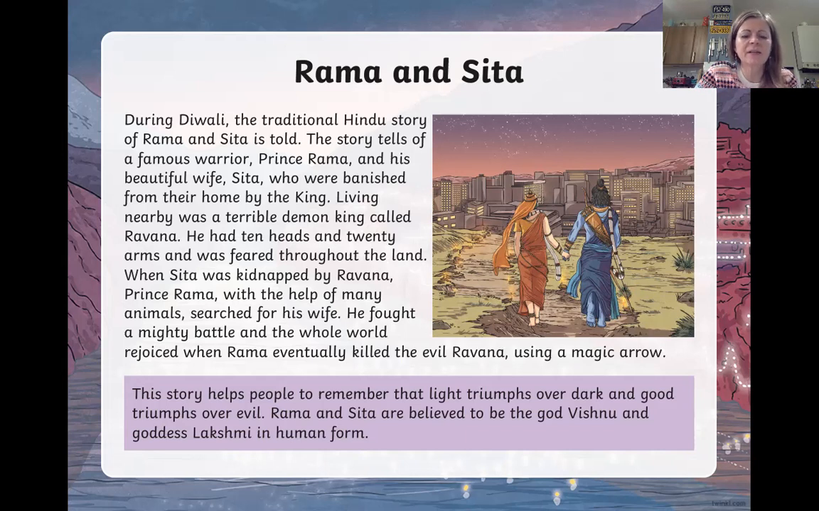He fought a mighty battle and the whole world rejoiced when Rama eventually killed the evil Ravana using a magic arrow. So the story helps people to remember that light triumphs over dark and good triumphs over evil. A bit like Star Wars, Luke triumphs over Darth Vader. Always the light triumphs over the dark. Sita and Rama are believed to be the god Vishnu and the goddess Lakshmi in human form.